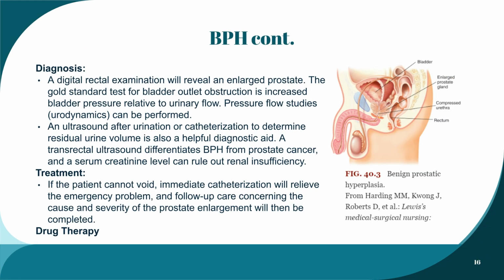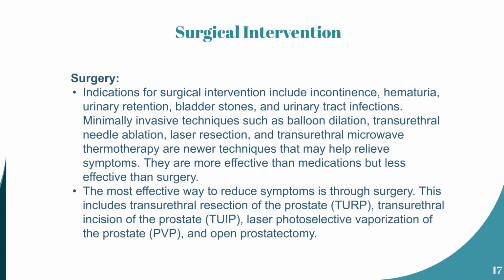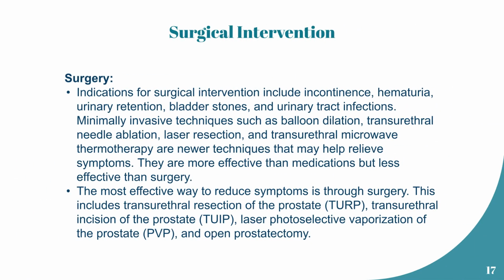An ultrasound can measure residual urine volume and differentiate BPH from prostate cancer. A serum creatinine level can also rule out renal insufficiency. Immediate catheterization is used for emergency situations where the patient cannot void. Surgical intervention is indicated for incontinence, hematuria, urinary retention, bladder stones, and urinary tract infections. Minimally invasive techniques like balloon dilation and laser resection can help relieve symptoms.